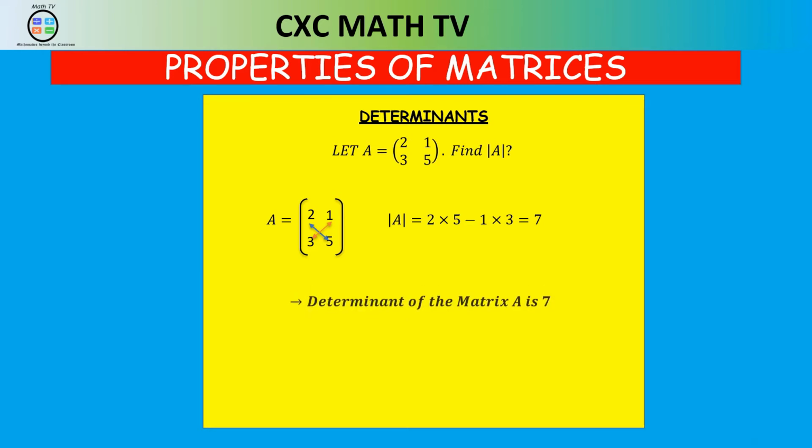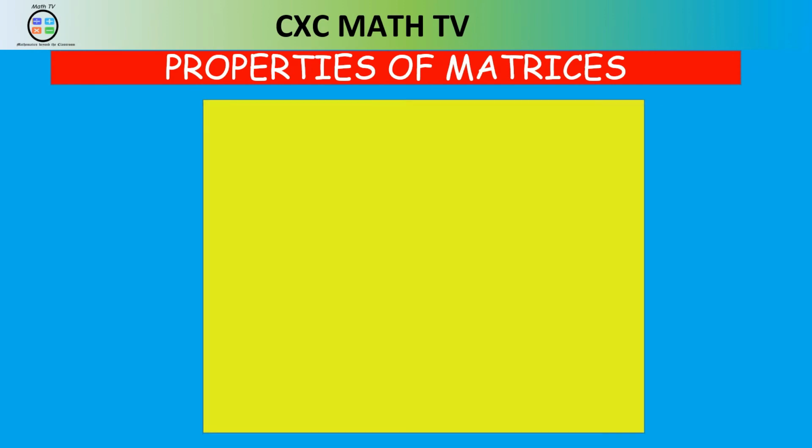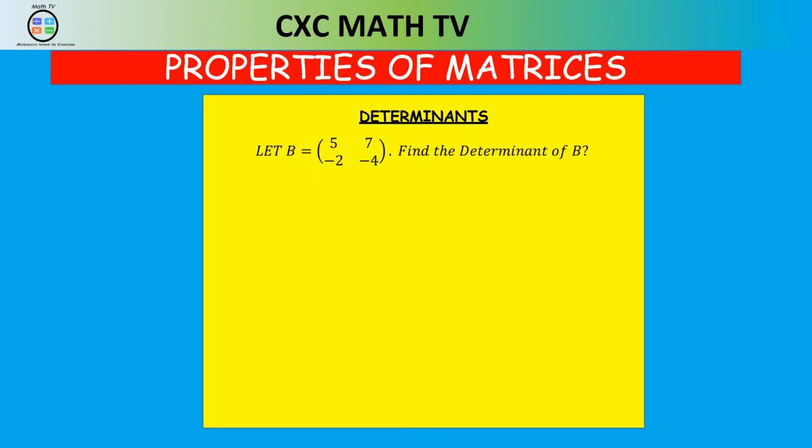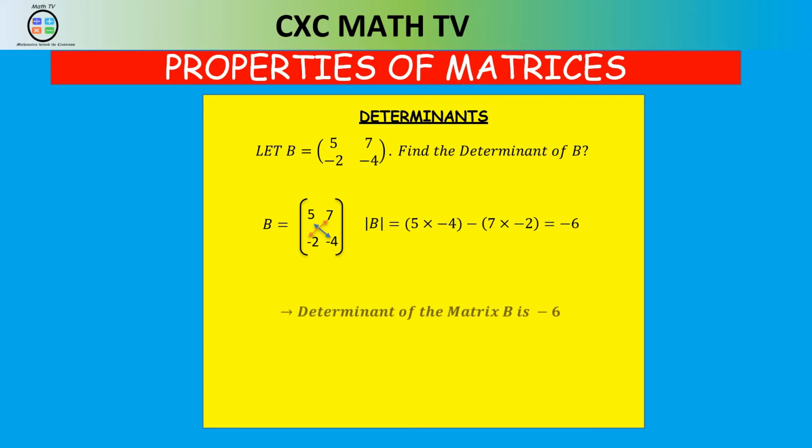Let's look at another one. Let B be 5, 7, negative 2, negative 4. Find the determinant of B. Pause and attempt this question here. So the determinant of B will be 5 times negative 4, which we know is negative 20, minus 7 times negative 2, which we know is negative 14. So negative 20 minus negative 14 works out to be negative 6. So the determinant of B is negative 6. Nice.